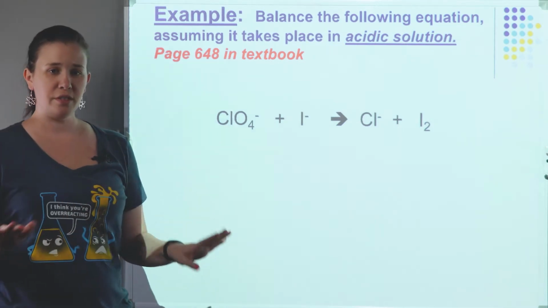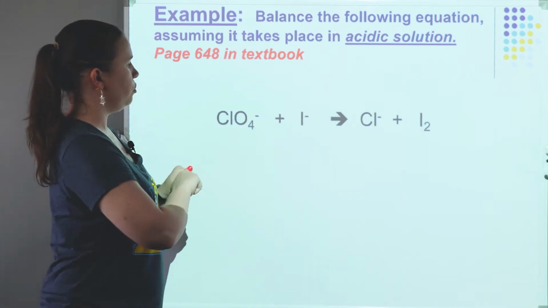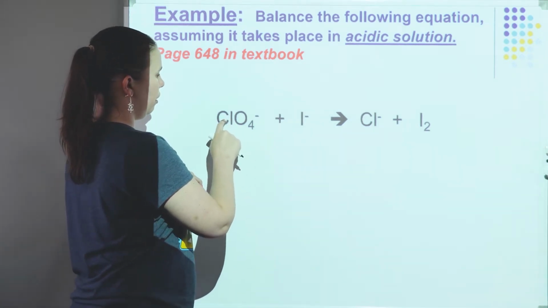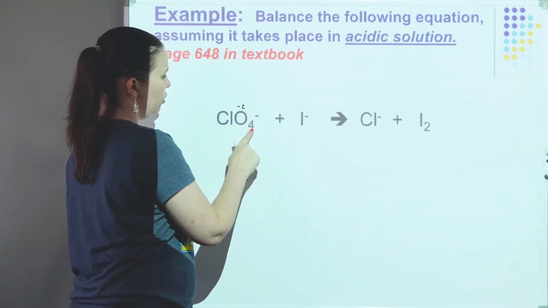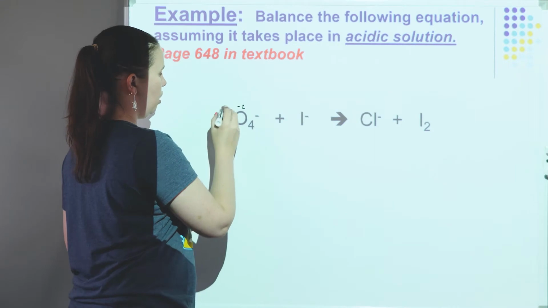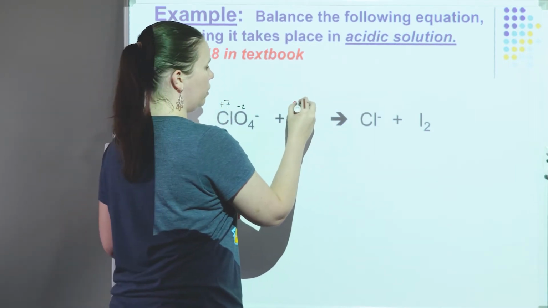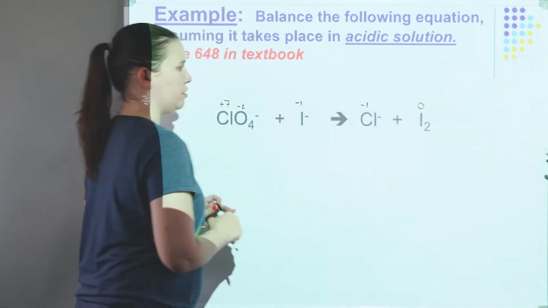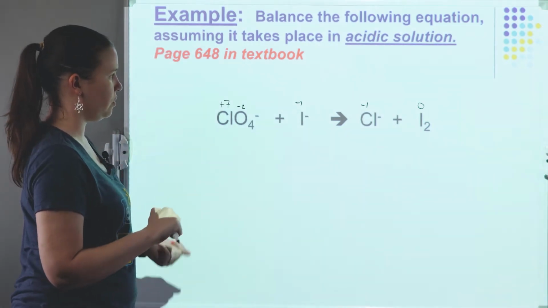It's going to start off the same. I'm going to start by determining my coefficients using the change in oxidation number method. So my chlorine, in the perchlorate ion here, the oxygen having -2, 4 of them for -8, but I want a -1 left over. So the chlorine will be +7. The iodide ions each have an oxidation state of -1. And then in its standing state here, this I2 would have an oxidation state of 0.